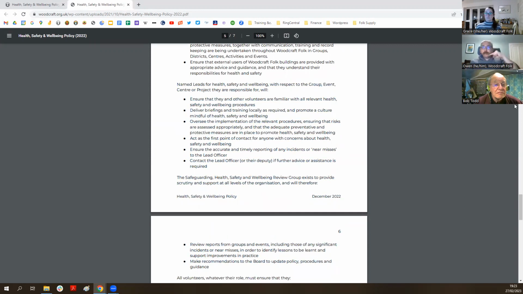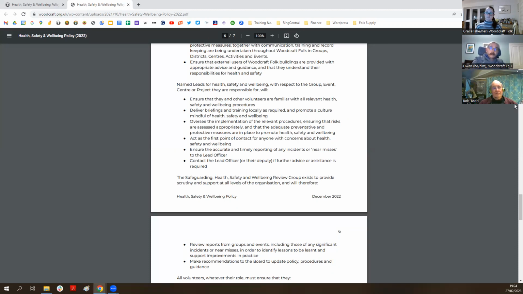As we were saying earlier, it's not that the health and safety lead will do it all so that nobody ever has to think about health and safety. Their role is effectively to keep it on the agenda, to make sure that everybody knows what's expected of them, to support training locally as required, to be a first point of contact for someone who's concerned, and make sure that the reporting is done. The lead health and safety officer, which is Felix, and to seek advice or contact the lead officer if advice or assistance is required.